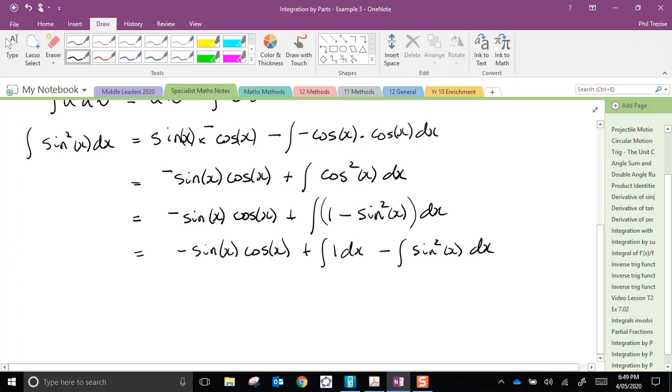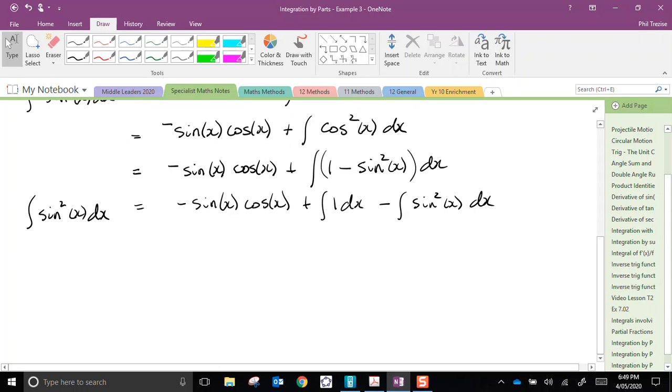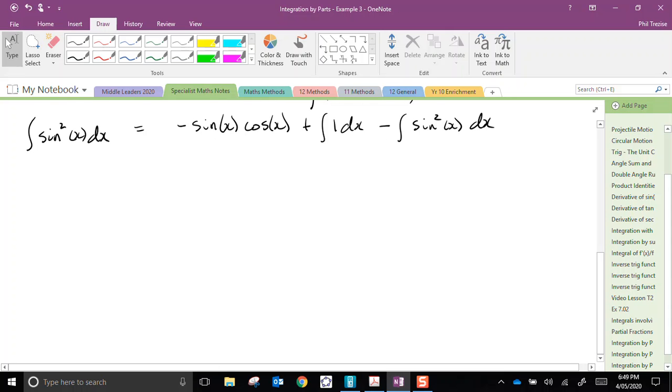Now it looks like I'm going in circles, doesn't it? Because I started with sine squared of x dx, and now I've got an integral involving sine squared of x dx. How can I evaluate this if I couldn't find sine squared in the first place, and now I end up needing to know sine squared? Well, we're actually closer to the answer than you think. What if I add this term? What if I add this to both sides?